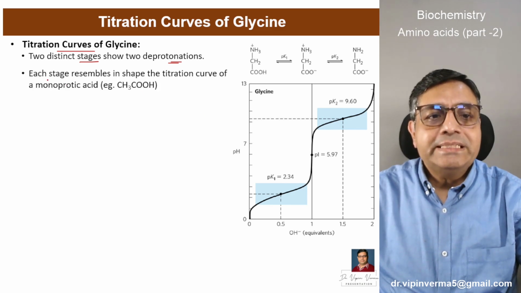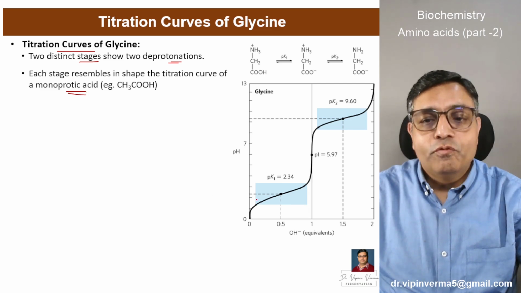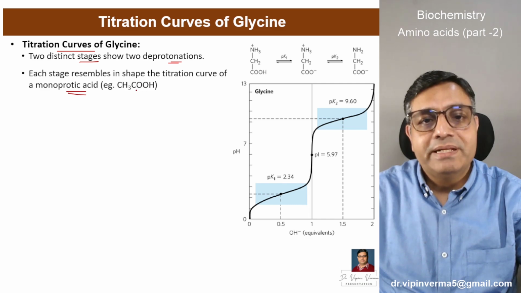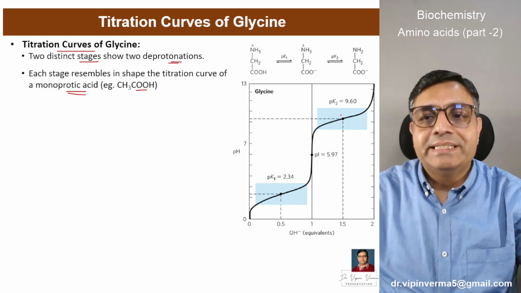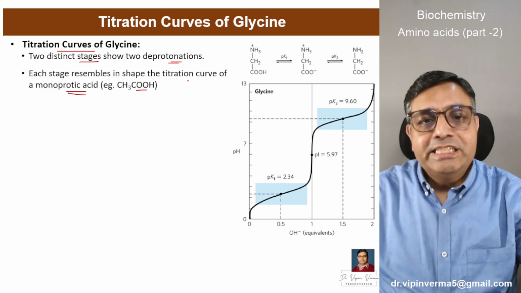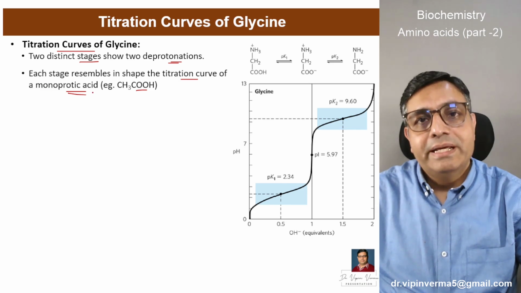Now each stage resembles the shape of the titration curve of a monoprotic acid. Monoprotic acids are those acids which lose a single proton. So one stage where we are losing a proton will resemble a monoprotic acid titration curve. For example, here it is acetic acid. We have the two stages, and both resemble the shape of the titration curve we get for a monoprotic acid.